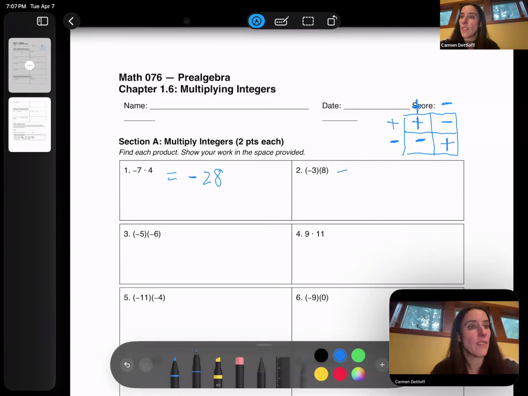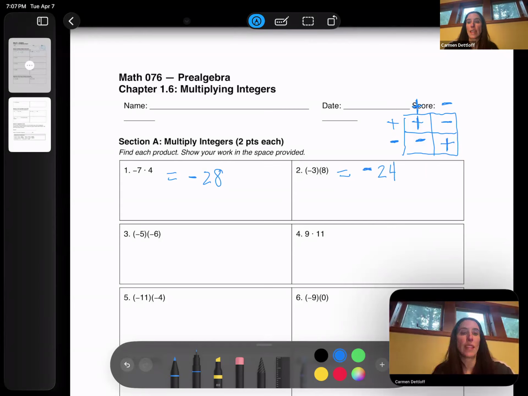Okay, negative 3 times 8. Negative times a positive, it's going to be nerds and preppy kids together, which is going to be a negative experience. Negative. So I get 3 times 8, which is 24, negative 24.